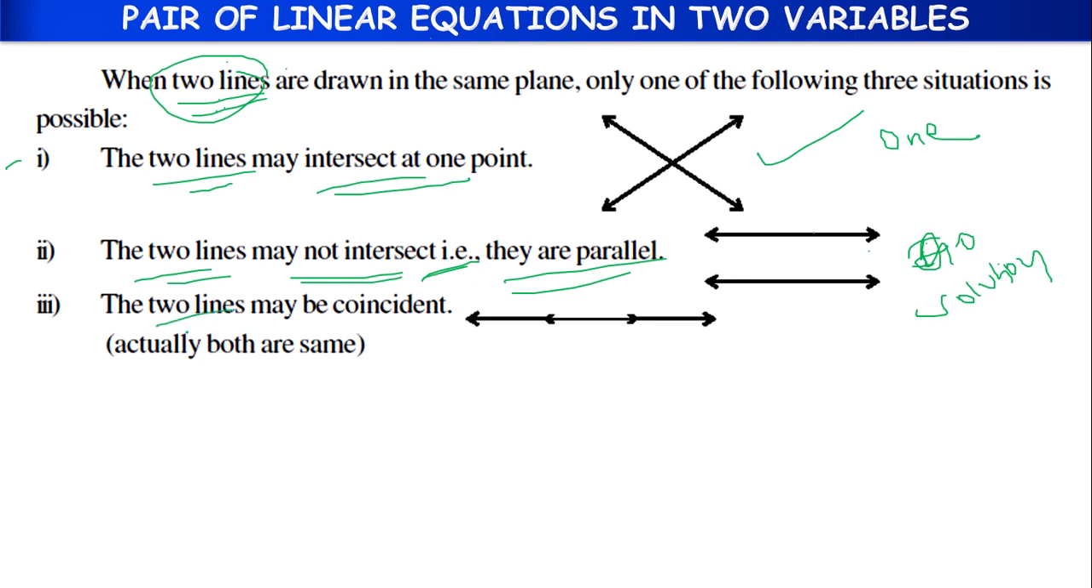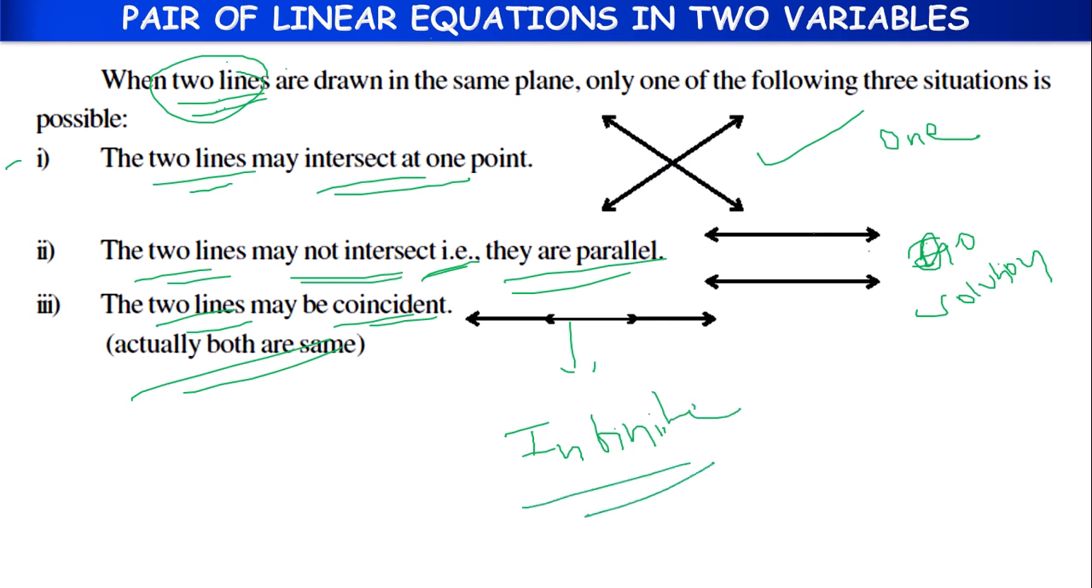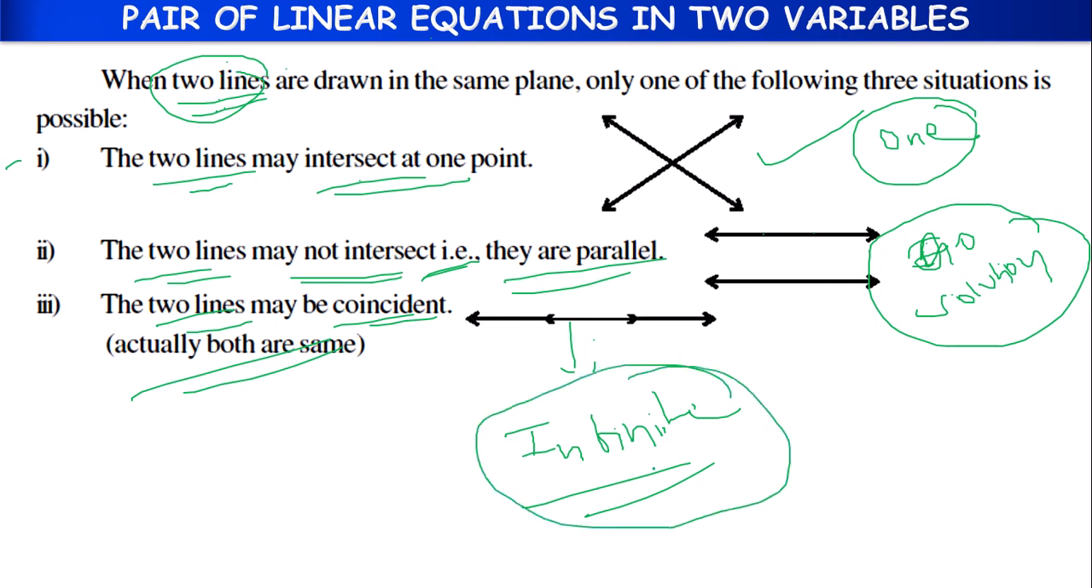Next, the two lines may be coincident, which means the two lines lie on one another and both are actually the same. Then they will have infinite solutions. So based on the nature of the two lines, they can have only one solution, no solution, or infinite solutions.